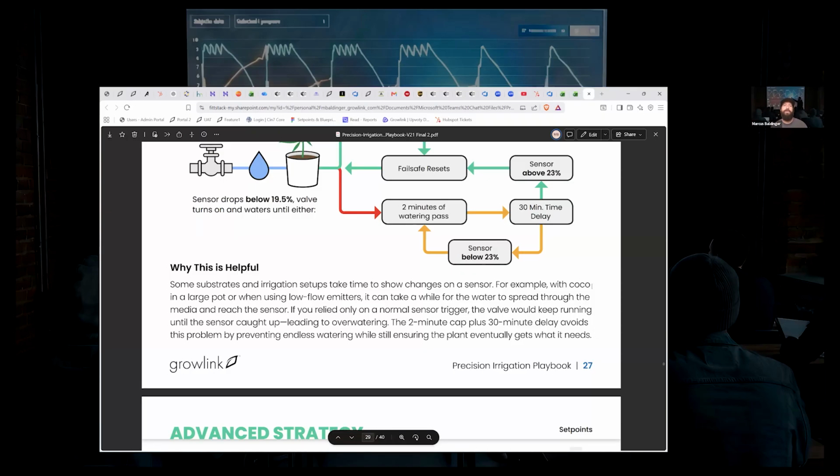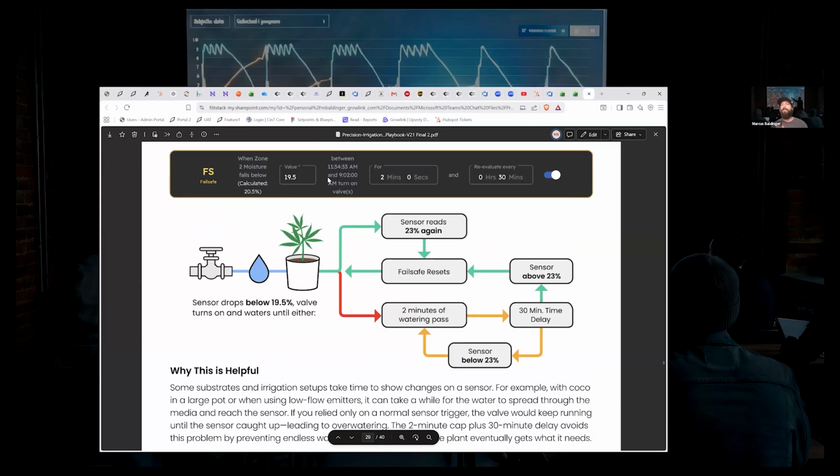And so in a scenario where you are on just a live sensor trigger, like you can set up in our regular sensor trigger rules, you're just going to turn the valve on and be watering for that full 10 minutes, or however long it takes for the sensor to register that water has occurred. And then you're going to have a massive spike. It's going to overwater during the night, and then you're going to mess up your whole next day. So this is why we put this in here, mainly for people running larger pots.